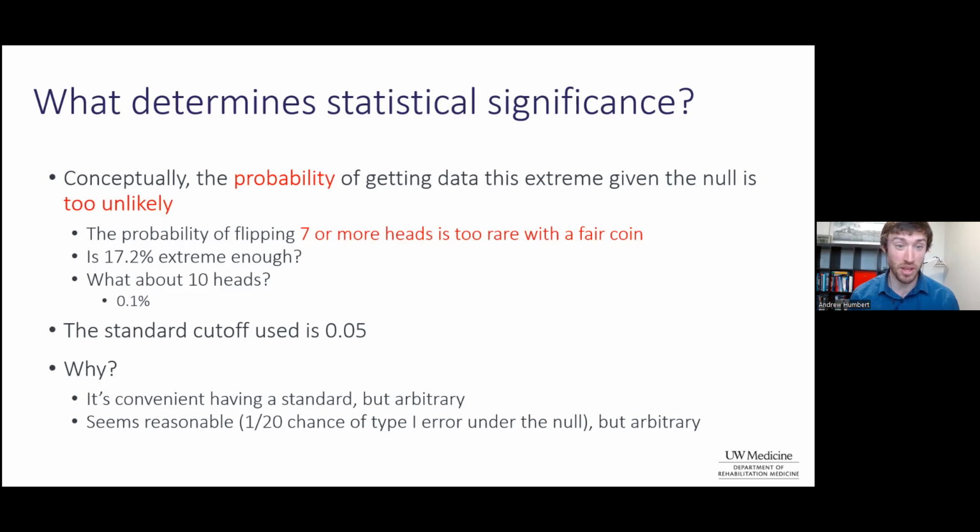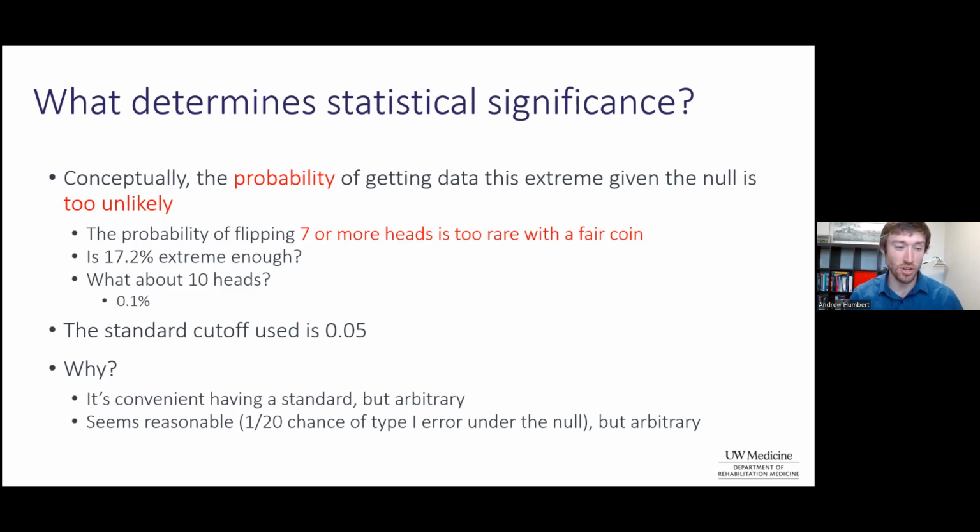But again, it's important to remember that that 0.05 is arbitrary. It also seems reasonable. I don't really talk about type 1 error, but a type 1 error is essentially the probability of a false positive. And what this 0.05 is basically doing is letting us know that, if the null hypothesis is true, we would expect about a 1 in 20 chance of a false positive.